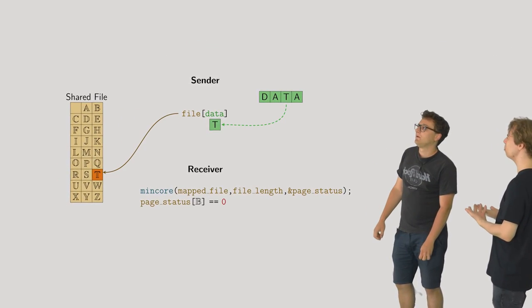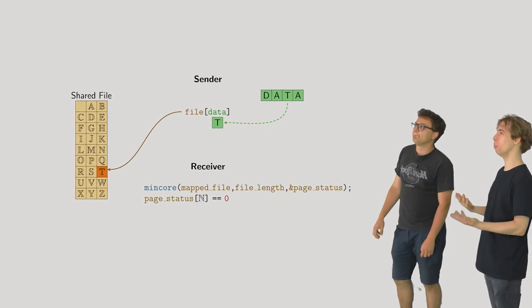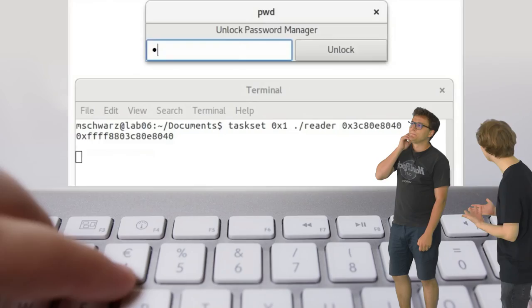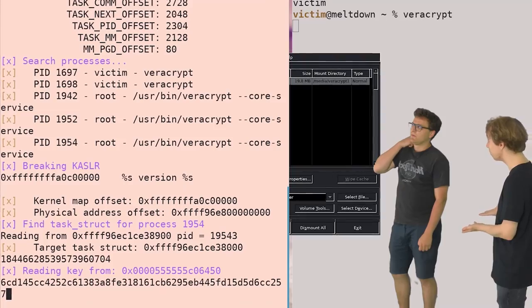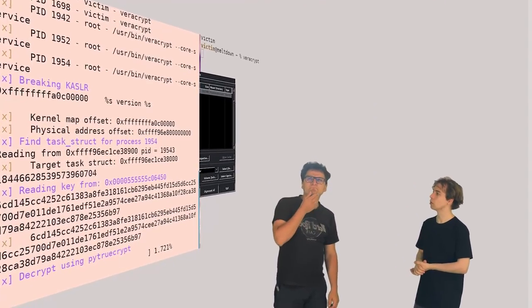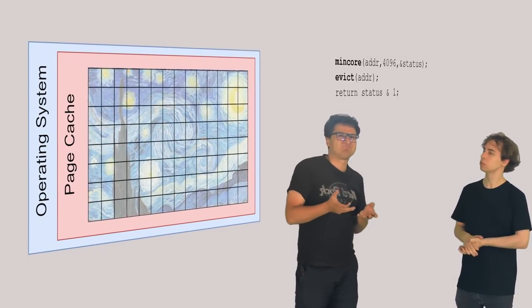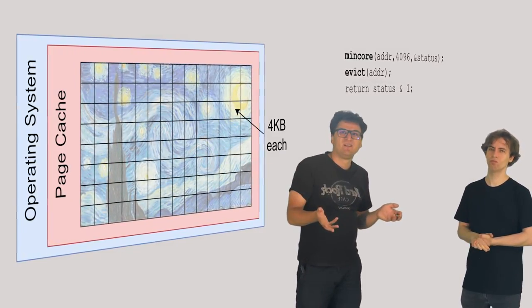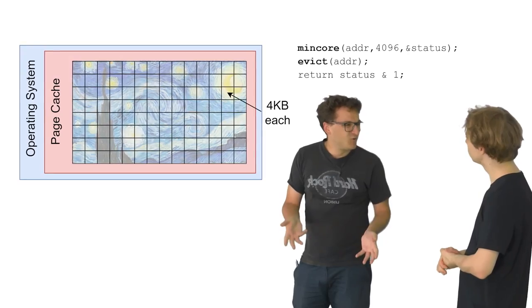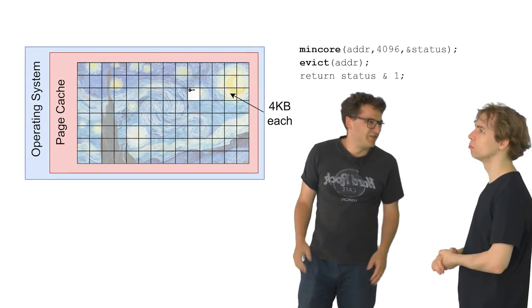But can you leak anything more valuable? User input, passwords, or cryptographic keys, maybe? Crypto keys? Probably not. It's the page cache. It caches pages, 4 kilobytes, right? That will be probably 2 cores for most crypto implementations.